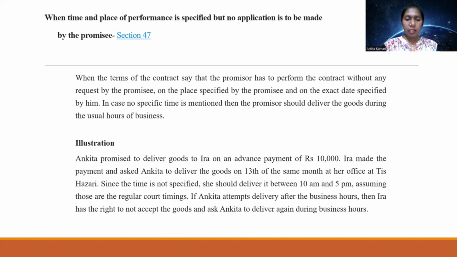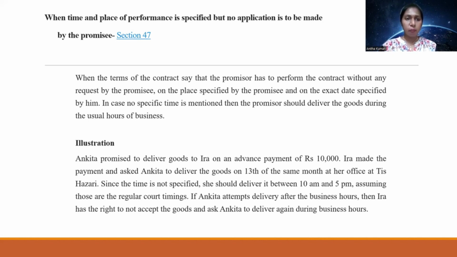So in this case, the particular promisee has mentioned the date of performance. That means on the particular date, you can deliver the goods, but he has not mentioned the timing of the performance. So in this case, what the seller, or the promiser, has to do is deliver the goods during the business hours. In case you do not deliver the goods in the business hours, the promisee has full right to return the goods.